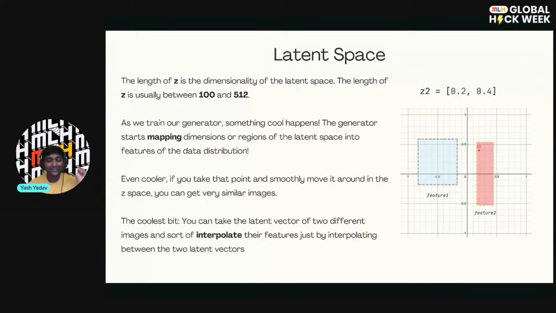And the thing that I find the coolest is, say, for example, you generated an image of a dog, okay, and then you generated an image of a cat, and you have the latent vectors for both of those. Then you can take an average of both of those latent vectors and interpolate between the features of the two images. So if you take Z vector 1 and Z vector 2 and interpolate them together, you will get a final generated image that would be between a cat and a dog. So you can use these Z values to interpolate between two images.